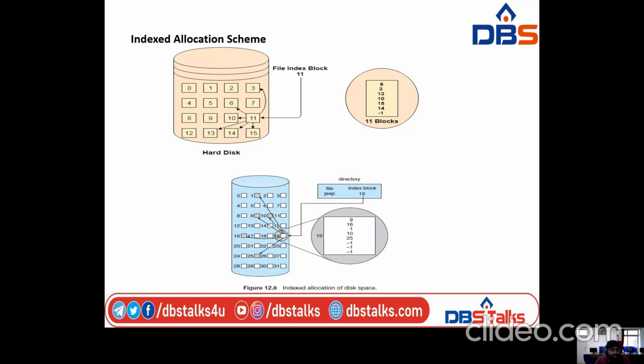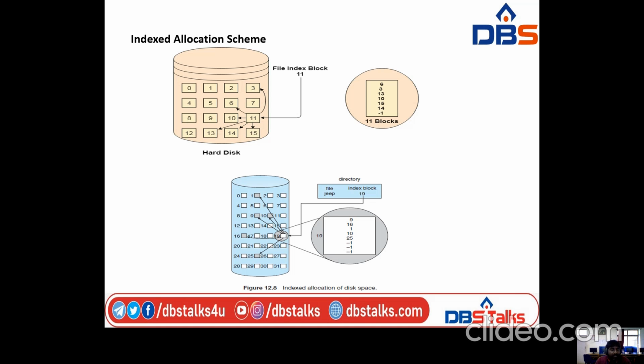Next is the indexed allocation scheme. In the indexed allocation scheme, instead of maintaining a file allocation table of all disk pointers, the index allocation scheme stores all the disk pointers in one of the blocks, called the index block. This is the disk block. What will it contain? It will store all the disk pointers in one block. These are all the disk blocks.